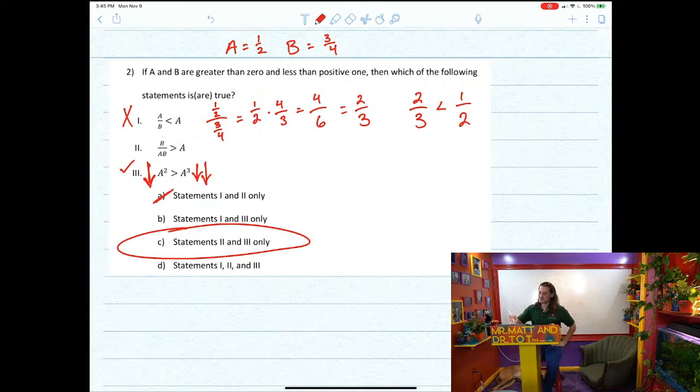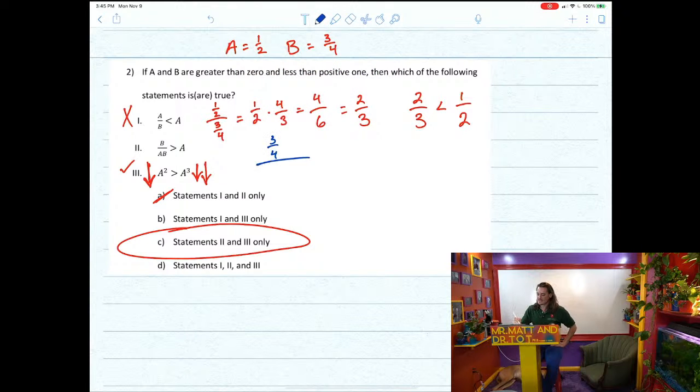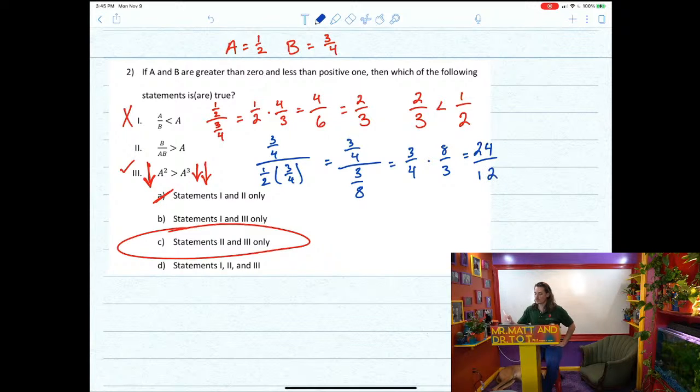Let's go ahead and look at statement 2. So b would be 3/4. A times b is 1/2 times 3/4, so that's going to be 3/4 over 3/8. That's the same thing as 3/4 times 8/3, so that's going to be 24 over 12, which is 2. And 2 is definitely greater than 1/2, so statement 2 is also true. So your answer here is going to be statements 2 and 3 only, and that's answer selection C.